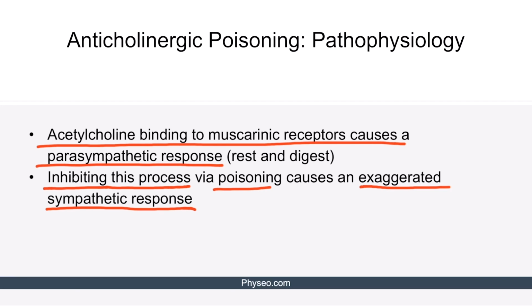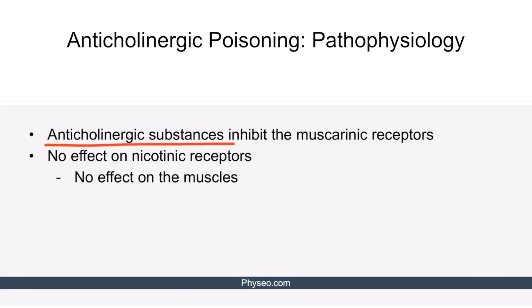We will discuss the manifestations of anticholinergic poisoning in the next few slides. Importantly, anticholinergic substances inhibit the muscarinic receptors but have no effect on nicotinic receptors. Remember, nicotinic receptors are found on the neuromuscular junction. Therefore, these substances have little to no effect on the muscles.